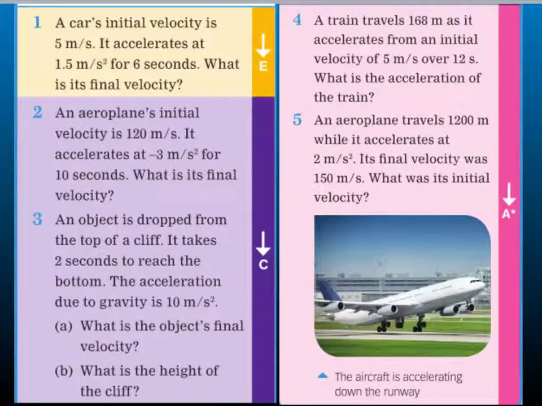What you need to do now is make sure that you have a list of your 4 equations. You need to start working through these graded questions.